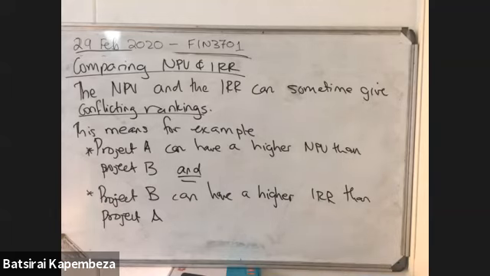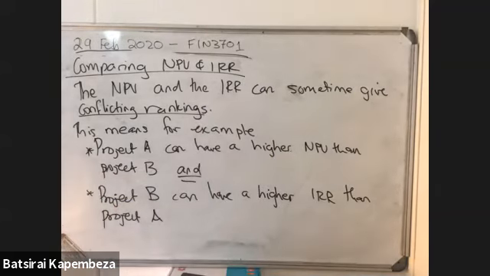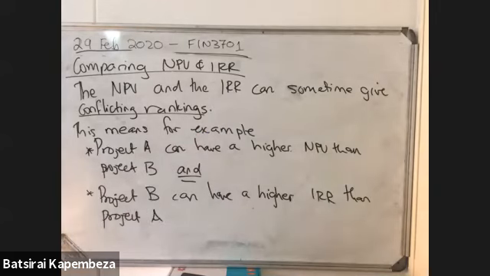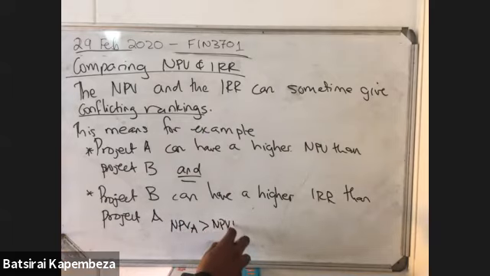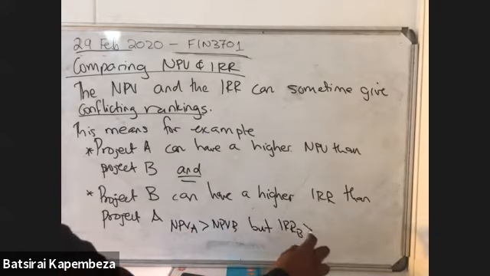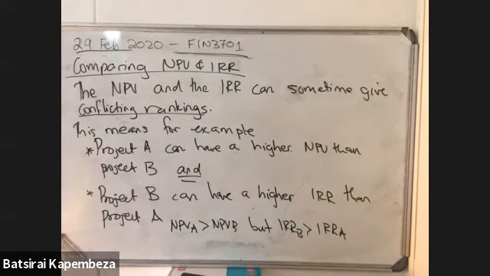And remember, when we're dealing with capital projects, the higher the NPV, the better, and the higher the internal rate of return, the better. We want our internal rate of return to be as high as possible, and we want our NPV to be as high as possible. So the conflict here is that the NPV of A is higher than the NPV of B, but the IRR of B is higher than the IRR of A. So this is conflict in ranking.